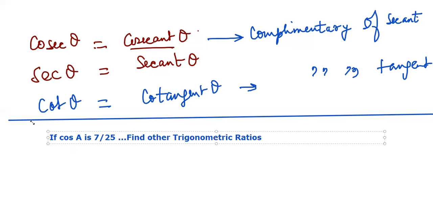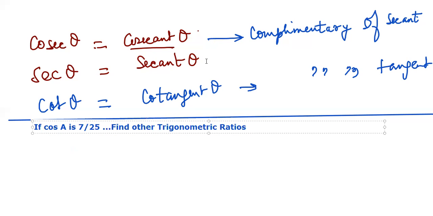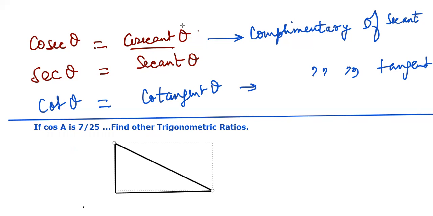So this is my first problem that I am going to do for you children. You have to find the other trigonometric ratios. This is a very basic level problem, very basic trigonometry I am discussing. So let me consider a triangle first, because we are only dealing with a right angle triangle for your level.